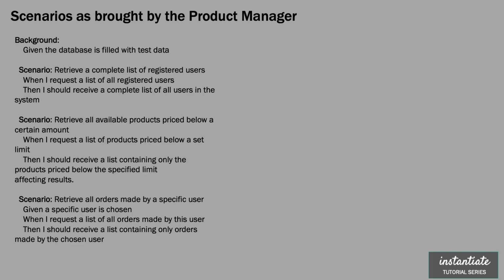Then we created some fake data that allows us then to make some select queries. So let's assume we were brought some scenarios by the product manager, the product owner. And a scenario could be like retrieve a complete list of registered users. Another one could be retrieve all available products priced below a certain amount. Another one could be retrieve all orders made by specific users.